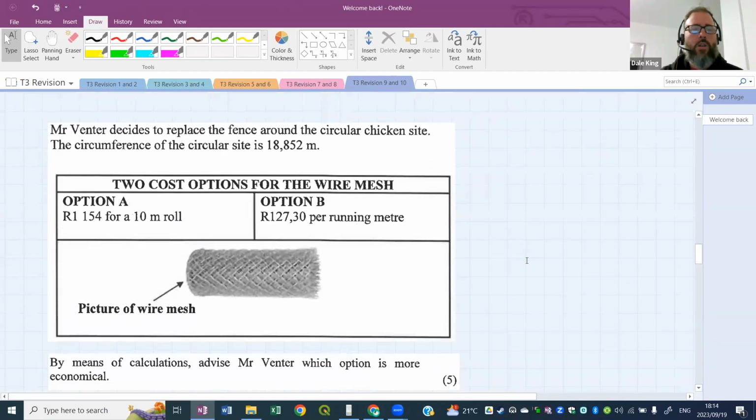All right. Now, we've got two cost options for the wire mesh. Option A is 1,154 Rand for a 10-meter roll. And option B is 127 Rand 30 per running meter, which just means per meter. Those are our two options. It says here, by means of calculations, advise Mr. Fencer which option is more economical. When they say economical, that obviously means which one costs less.